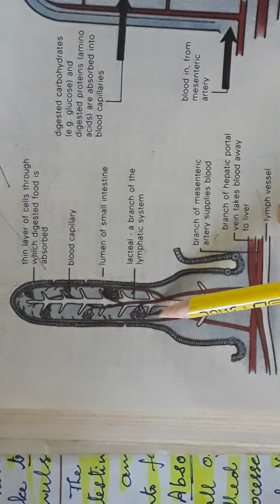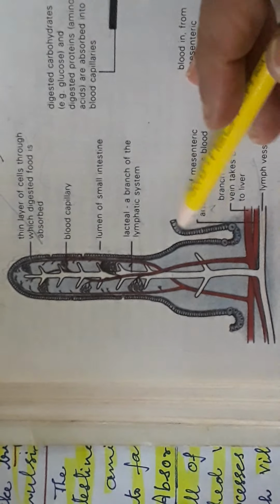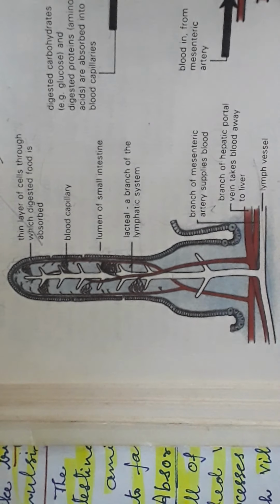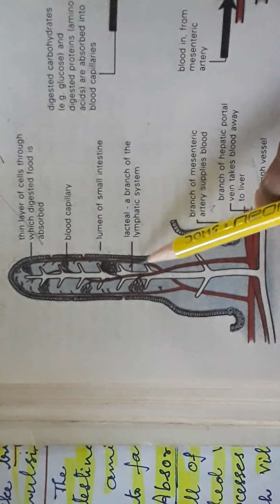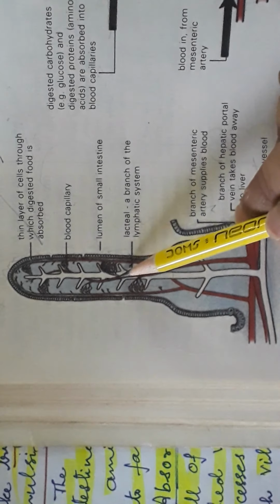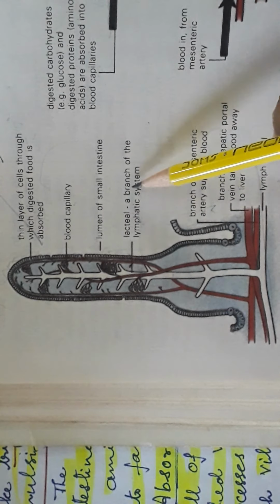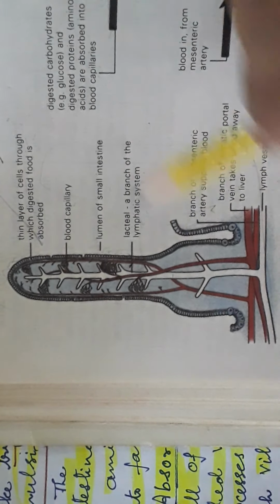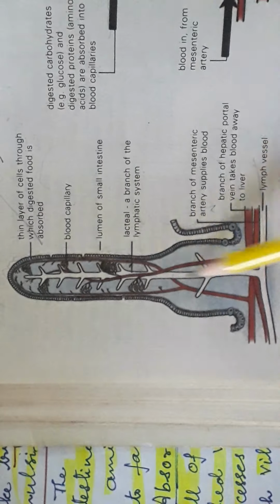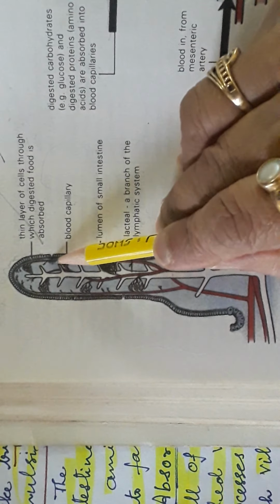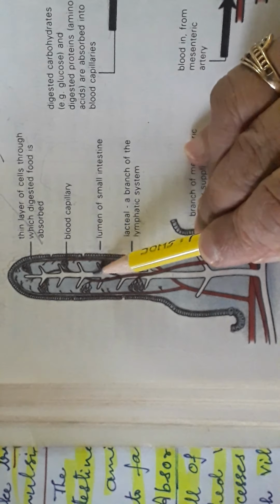Next, absorption takes place with the help of two systems. One system is the blood and another is the lymphatic system. These are the blood vessels, and this is the lymphatic system. Some substances are taken by the blood and some substances are taken by the lymphatic system. This white one is called the lacteal. What is a lacteal? A branch of the lymphatic system, very thin capillaries of the lymphatic system. The white one is the lymphatic system, the red one is the blood capillary system. Both will take the digested food.